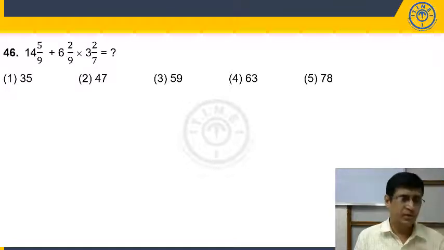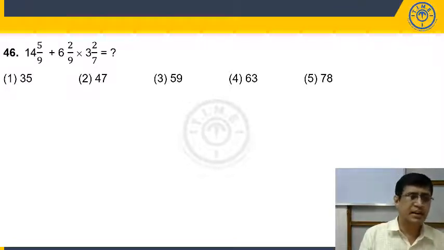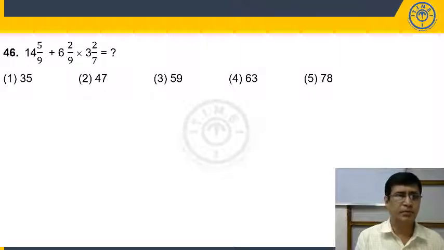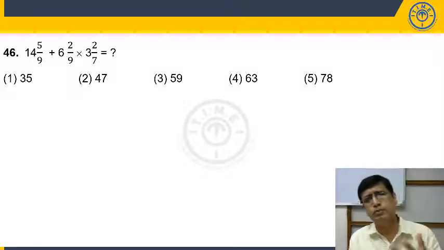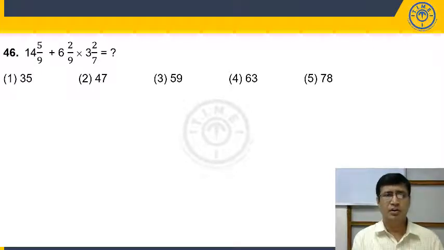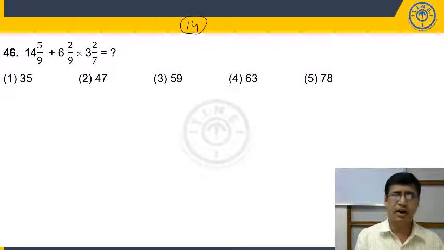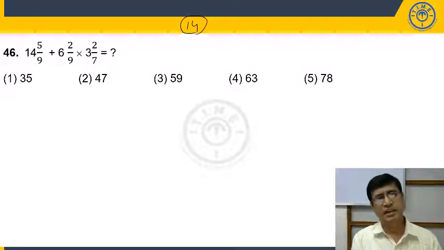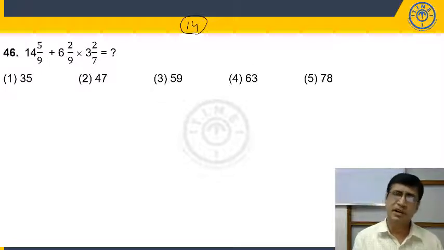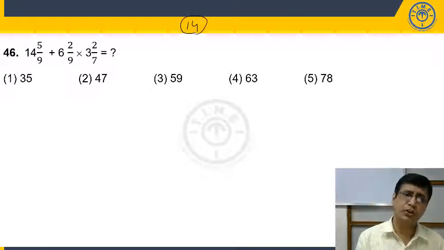14 5 by 9. 14 5 by 9 means 9 times of 14. 9 times of 14, how much? If you are good at tables, means multiply 9 into 14. If you are not good at tables, means just split and simplify. 14 can be expressed as a 10 plus 4. 10 into 9, it is a 90. 4 into 9, 36. 90 plus 36, 126.